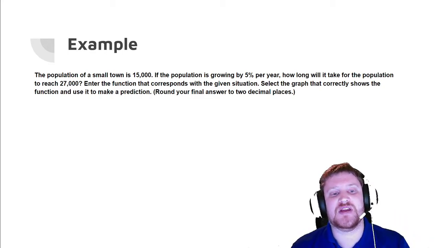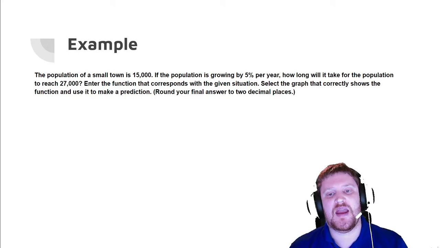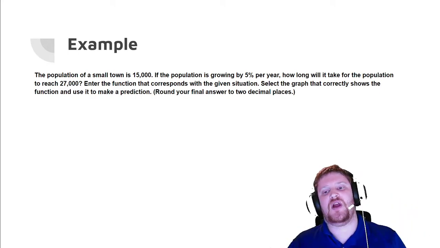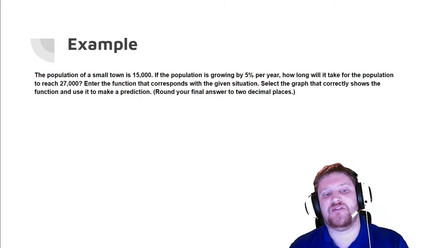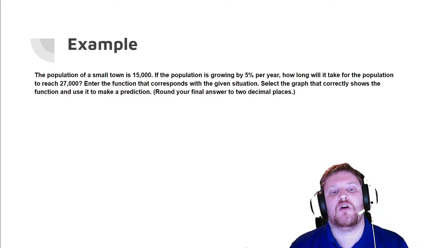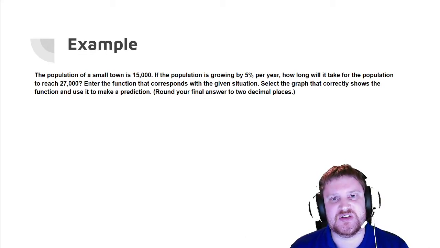HRW is going to ask you to enter the function, and they're going to give you 4 different graphs to pick from, and you'll have to pick the right one. Using that graph, make a prediction. Round your final answer to 2 decimal places.